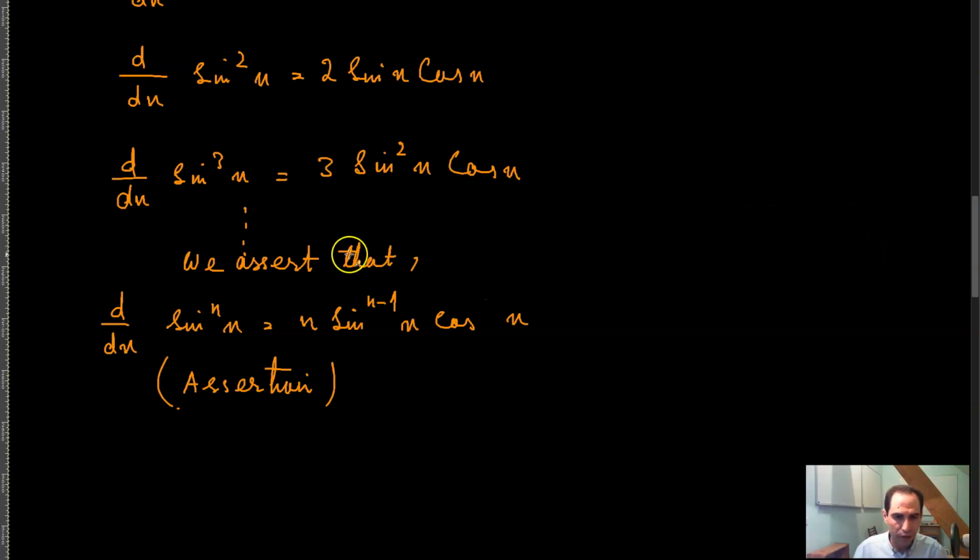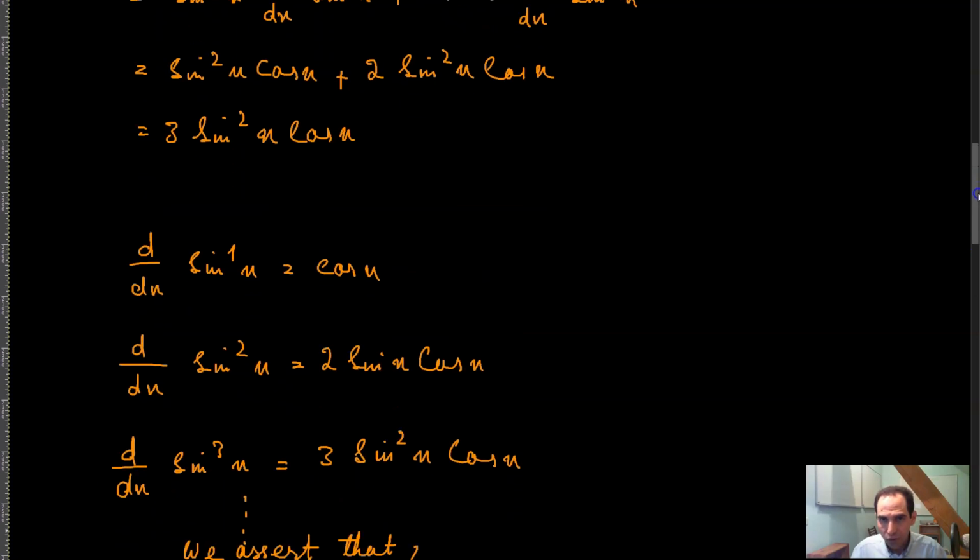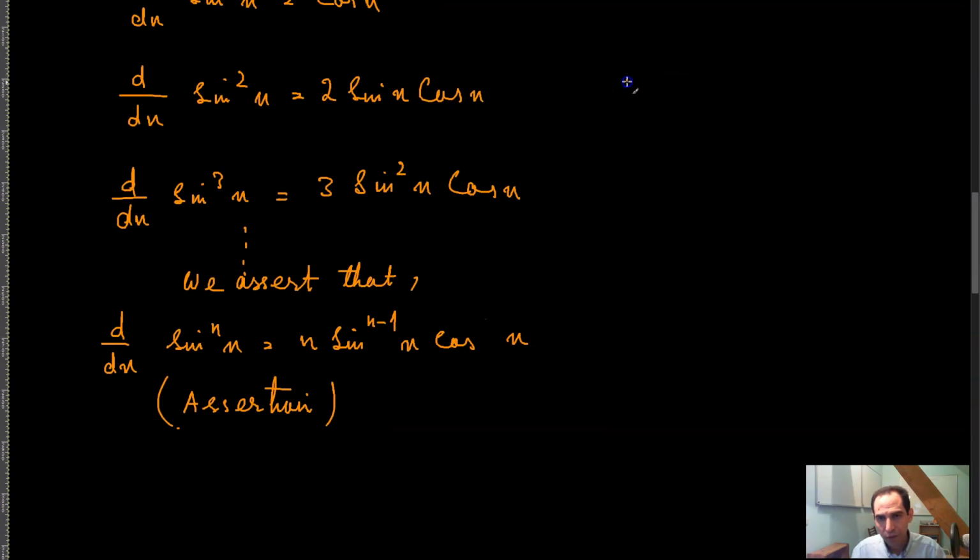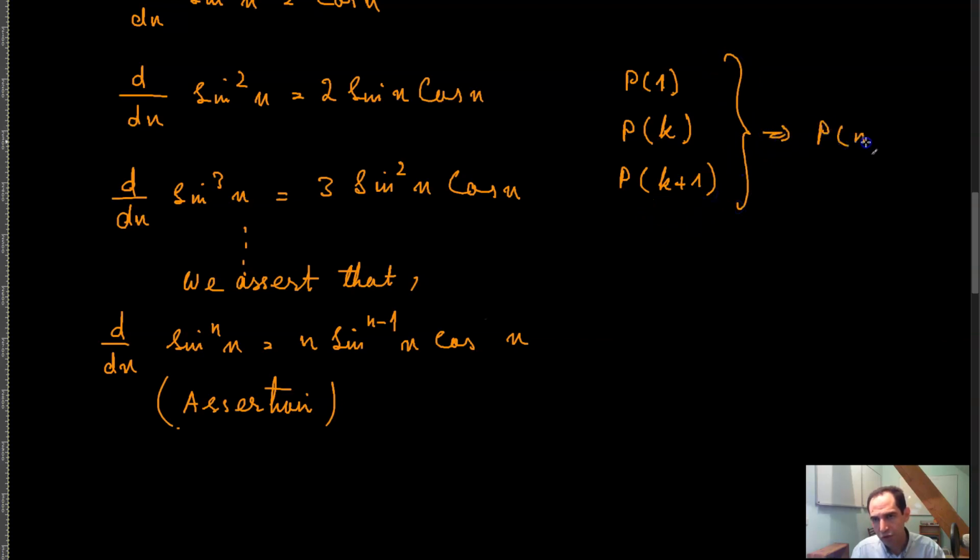Now, things of this nature we can prove using mathematical induction, meaning that you know that something is true for a couple of cases, and then you want to prove it for n cases. We have already talked about mathematical induction in this playlist. So in mathematical induction, we say there is a P of 1 that we have to show is true, and then we assume that P of K is true, and then we prove that P of K plus 1 is true, and based on that we conclude that P of N is true.